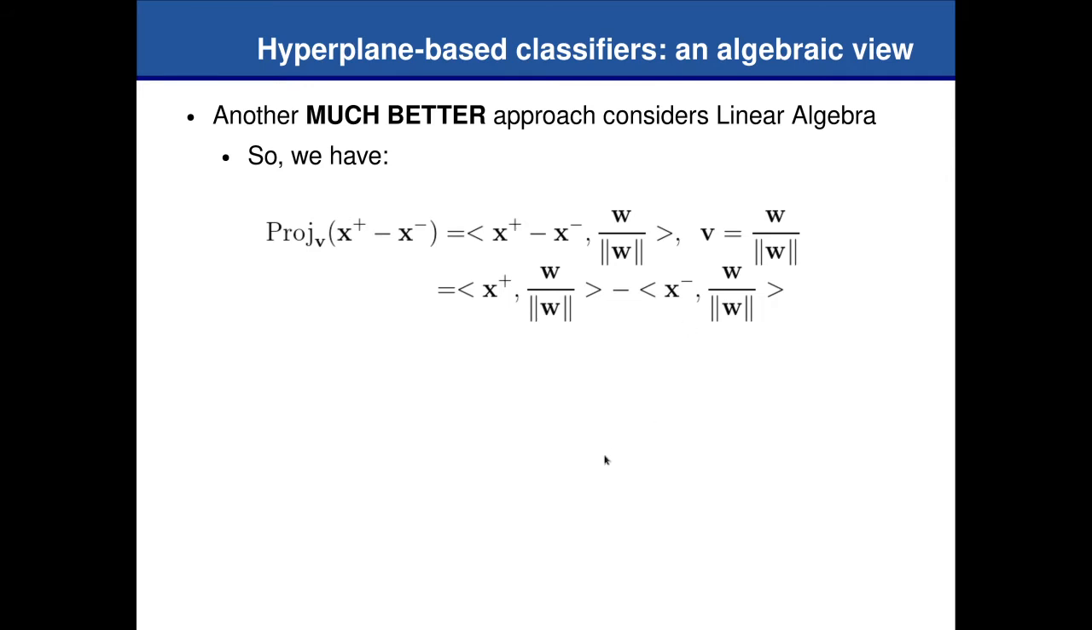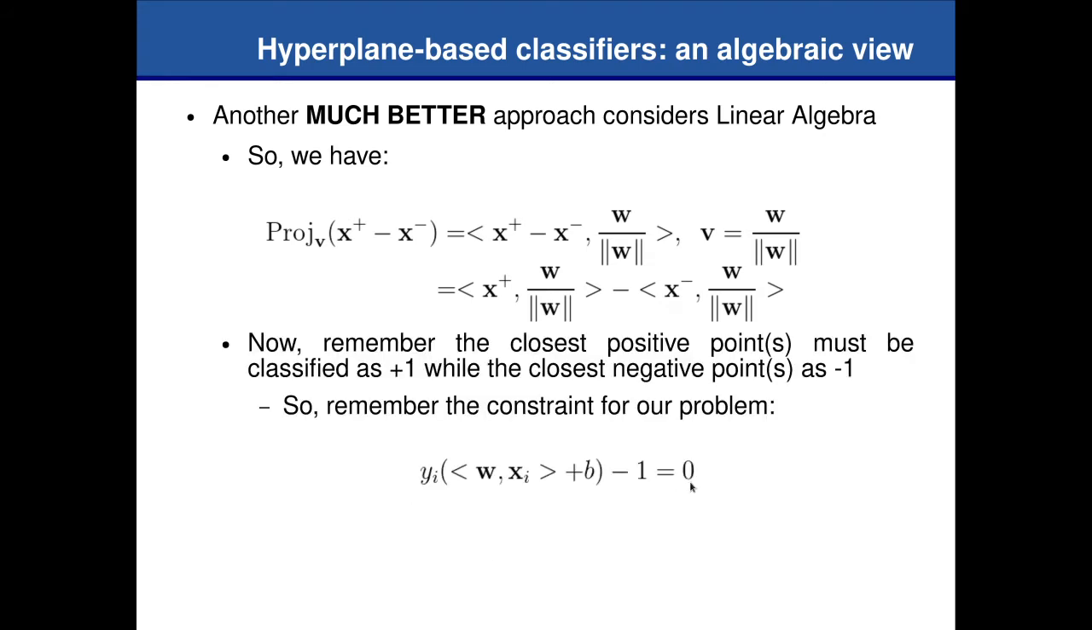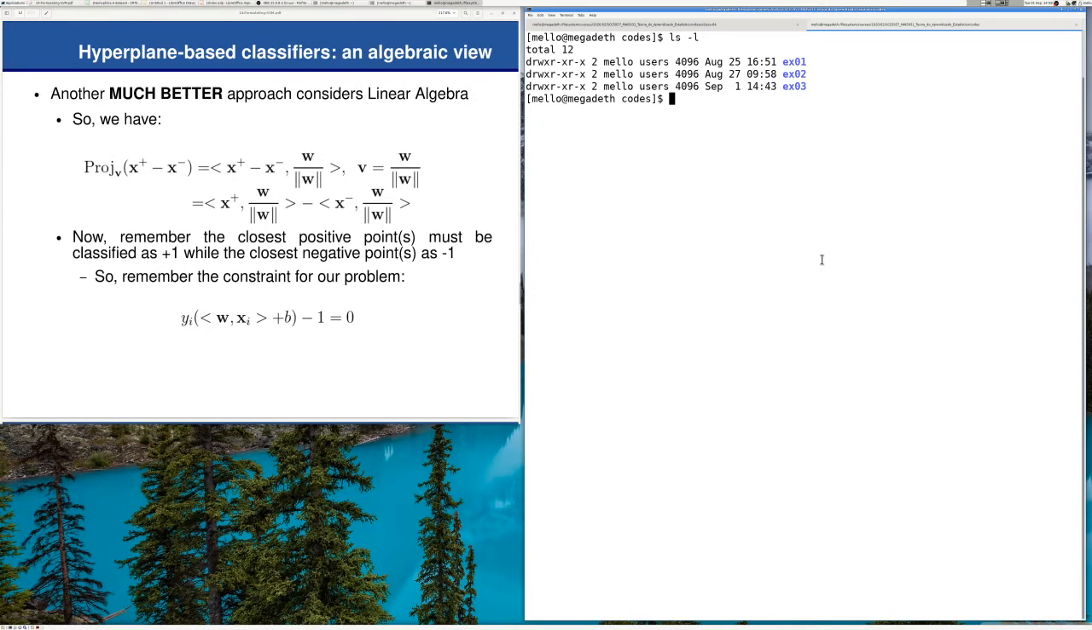You know why? I gave you guys a very nice concept before, but it was not formalized yet. I just told you guys, okay, the closest positive point should be classified as positive 1, and the closest negative point should be classified as minus 1. How can I do that? I can do that by defining some constraint for our problem. This is a constraint. Let's see what happens with this constraint over here.